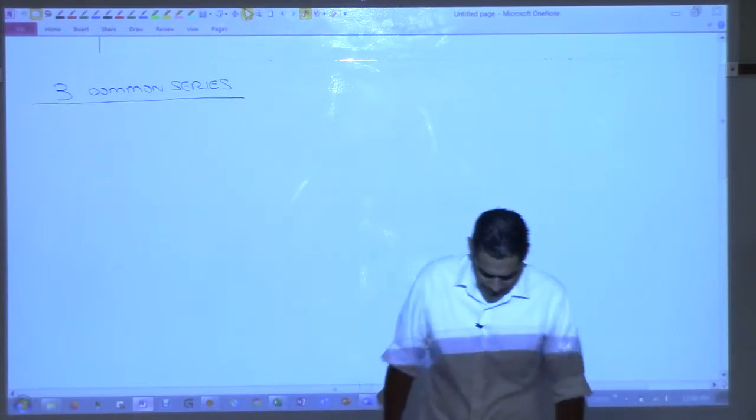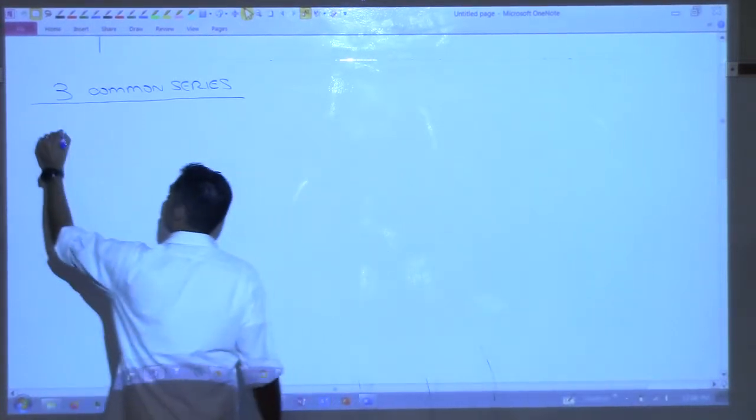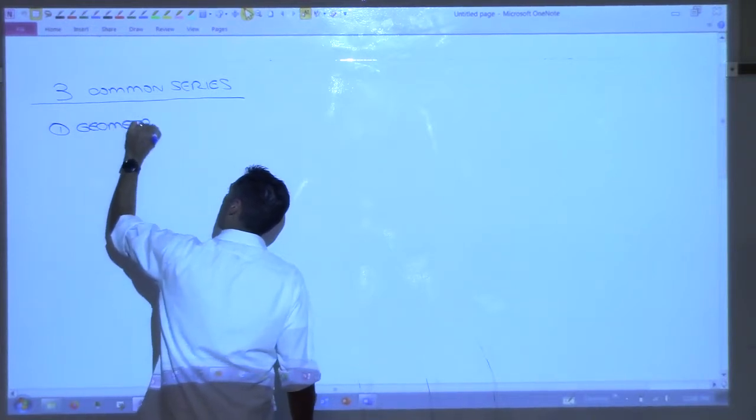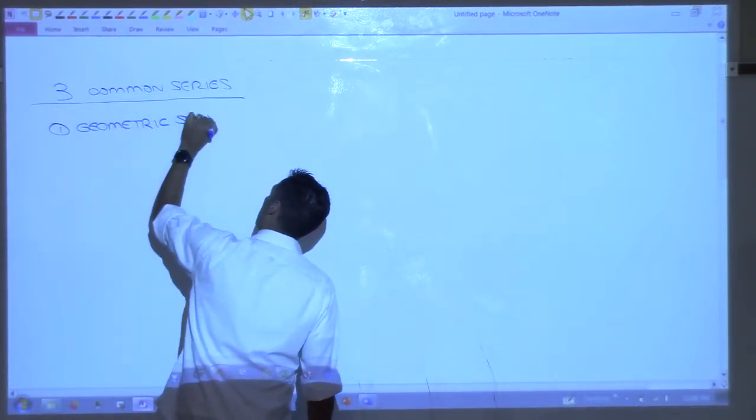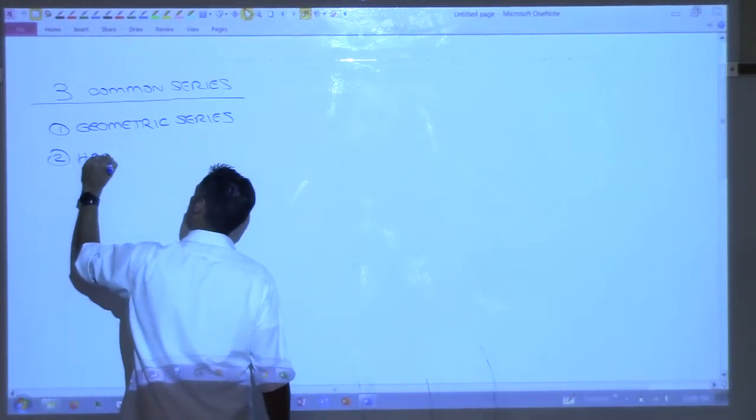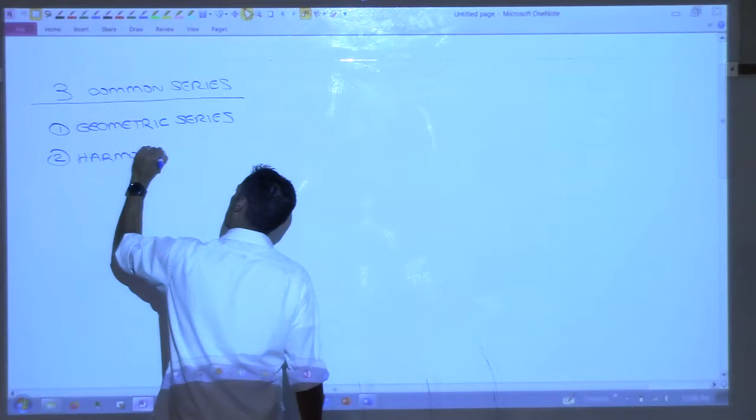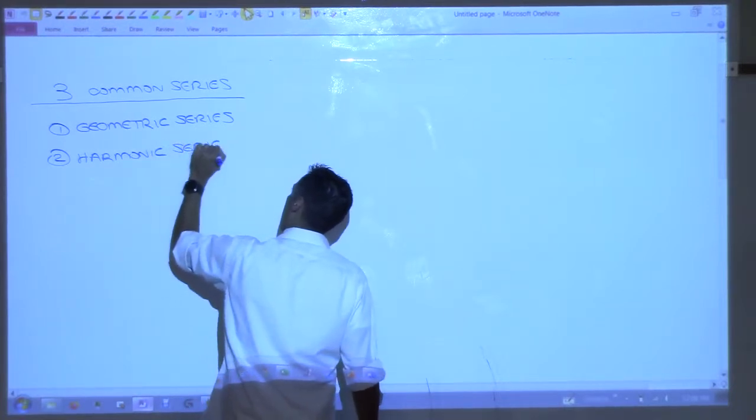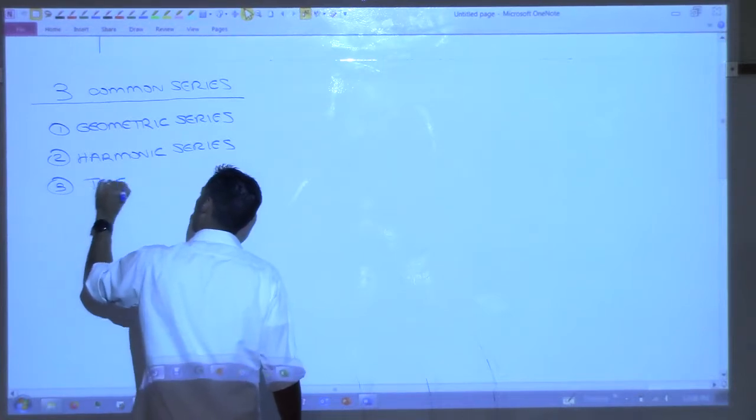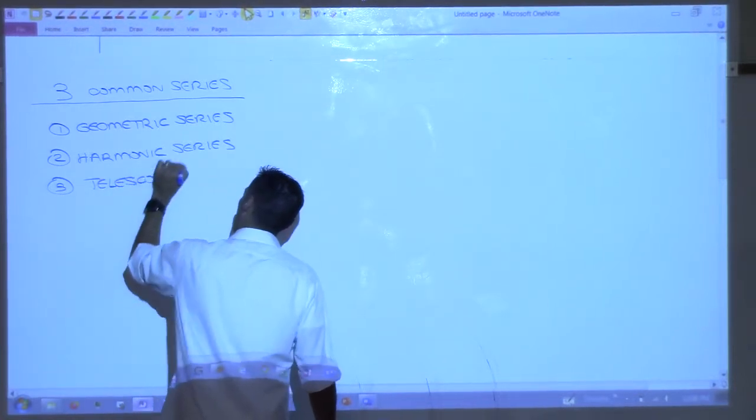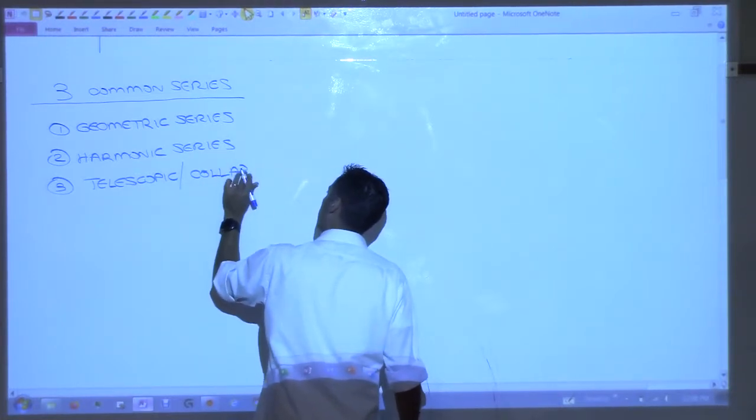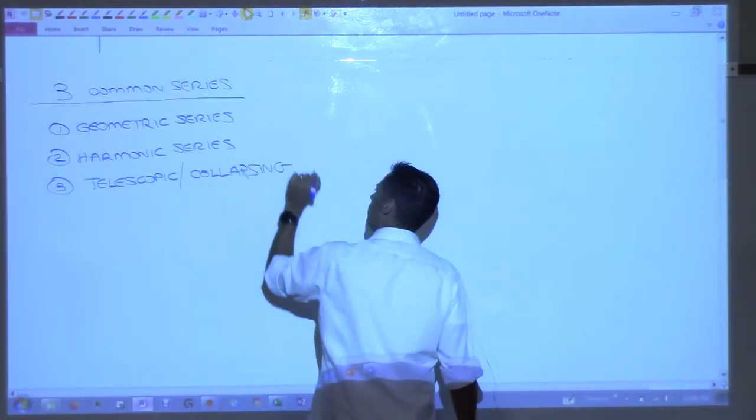The first is called a geometric series. The second is called a harmonic series. And the last is called a telescopic, or it might be called collapsing, series.